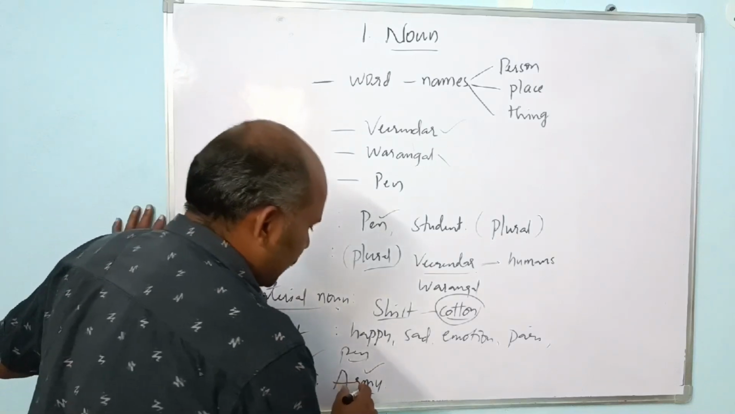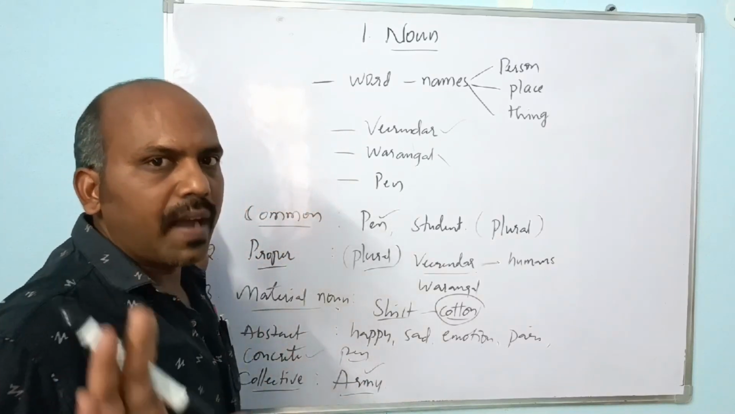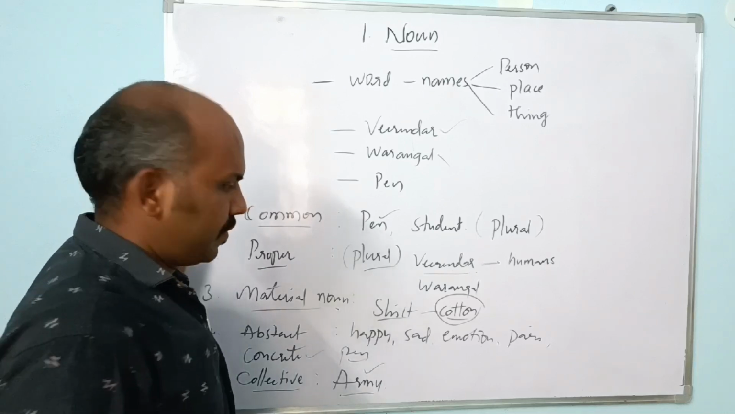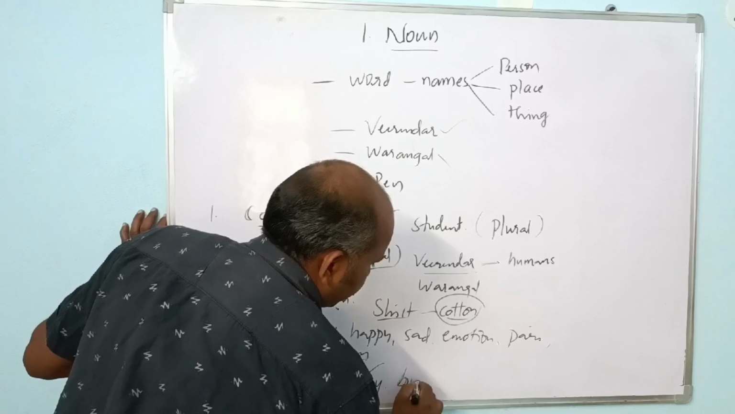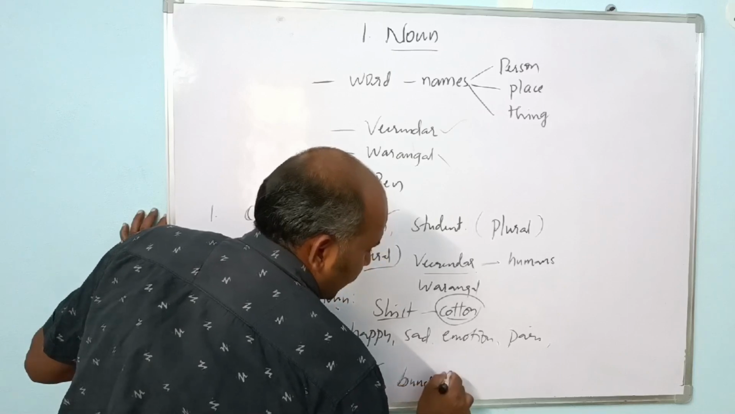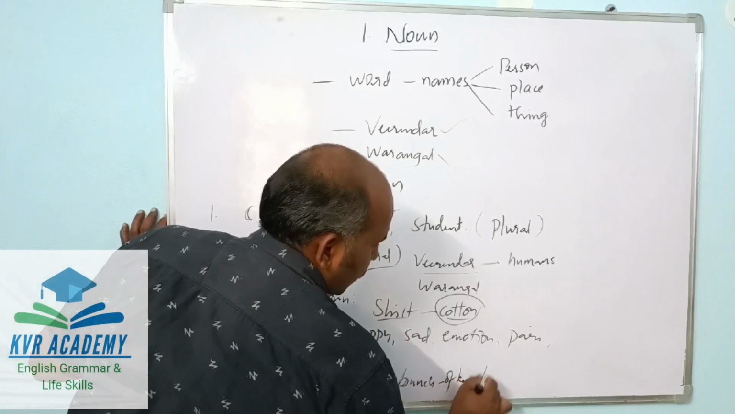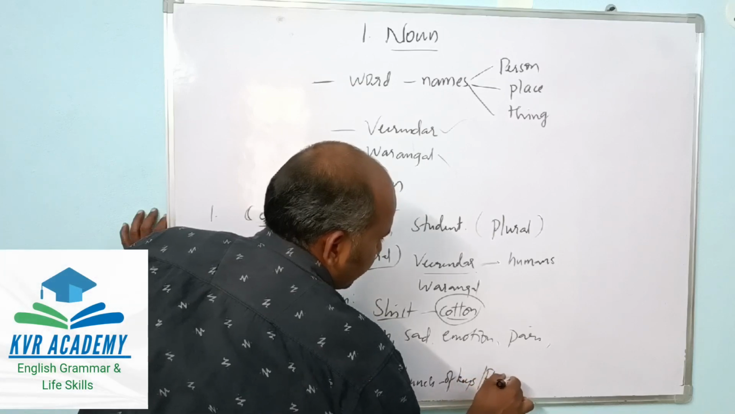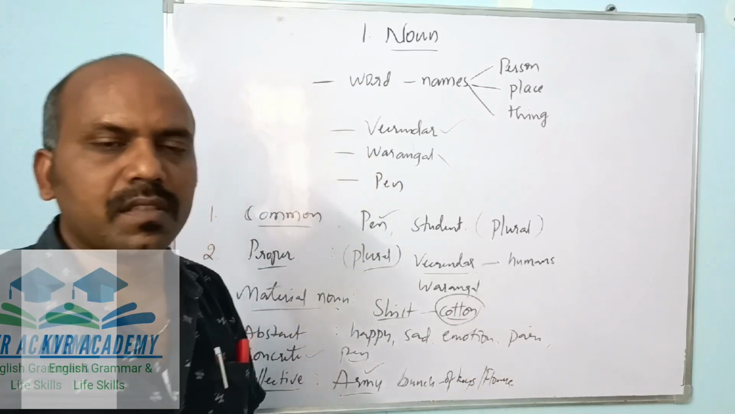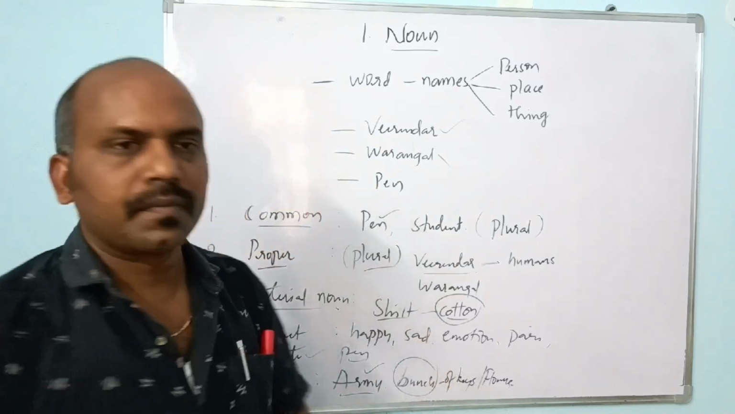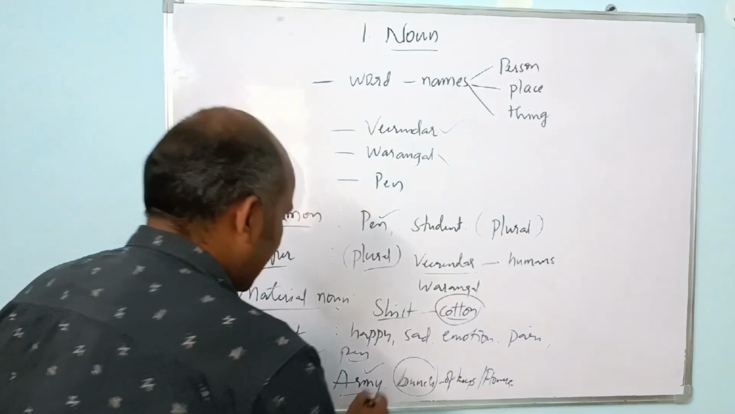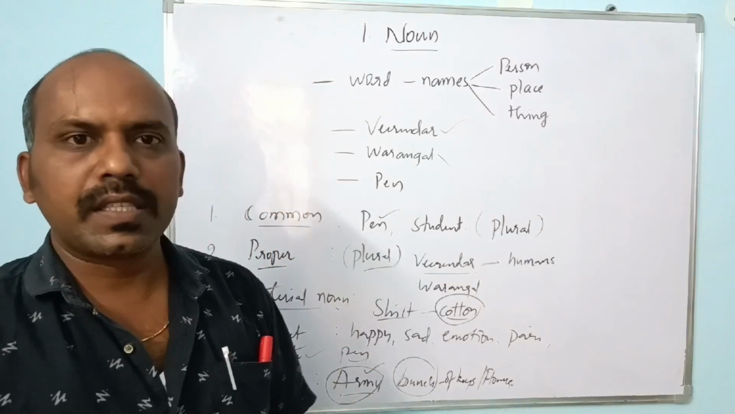And not only is army called a group of soldiers, a group of ants is also called an army, right? And a bunch of keys, a bunch of flowers, right? So here bunch is called a collective noun. Here army is called a collective noun.